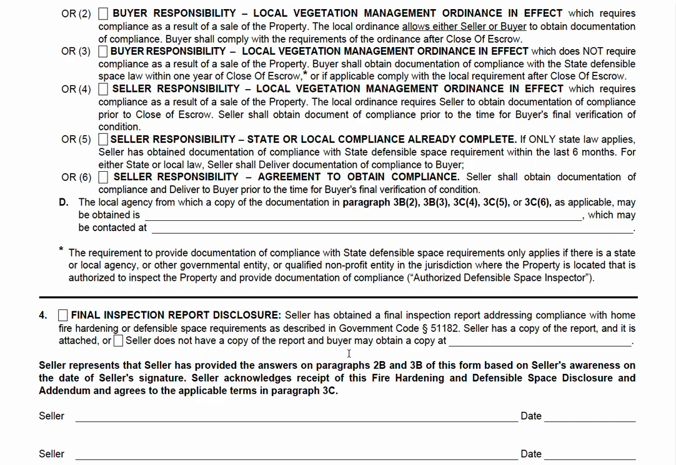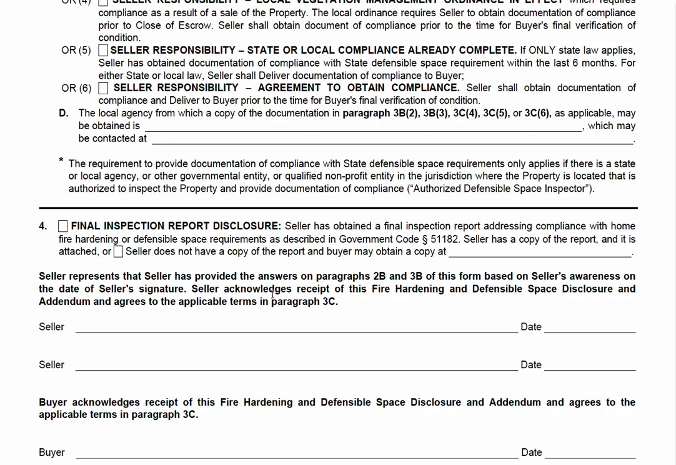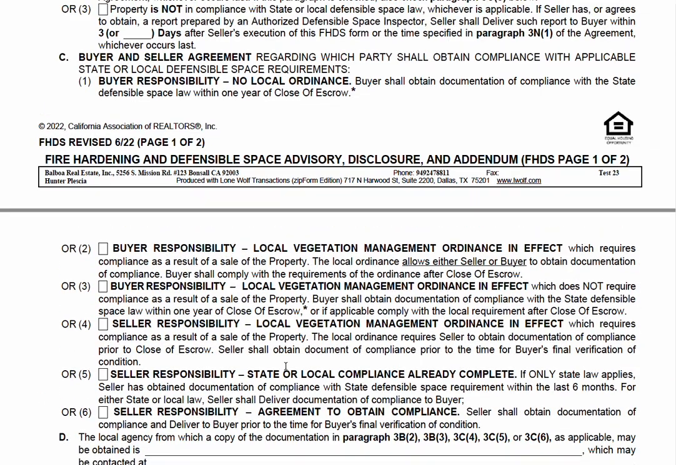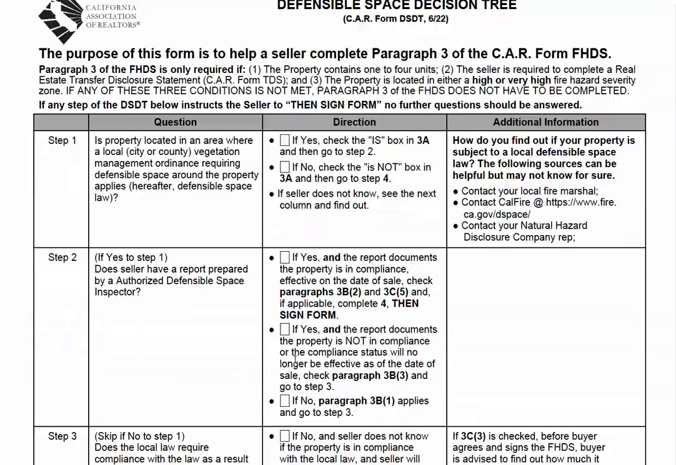Or seller does not have a copy, and the buyer may obtain a copy at. This is rarely used. This would be if there was a report the seller didn't have possession of, but there was a way to contact an inspector or something. But if the seller does have an inspection in hand, check this box, give it to the buyer. Okay, hopefully we've boiled this thing down to a point where you don't need to go through the decision tree.